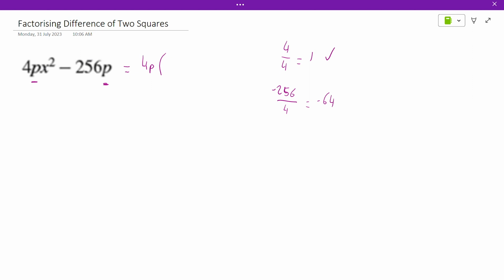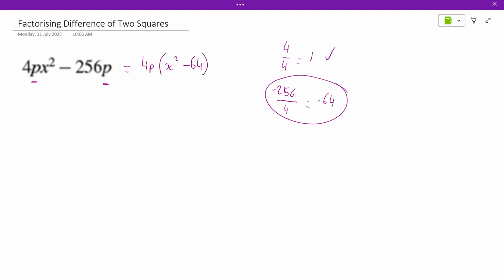Now what's left inside the brackets? Well, 4px squared divided by 4p is going to leave just x squared. And negative 256 divided by 4, we've just worked that out over here. That's going to leave negative 64. And p divided by p is just 1, so that's going to be our final term.